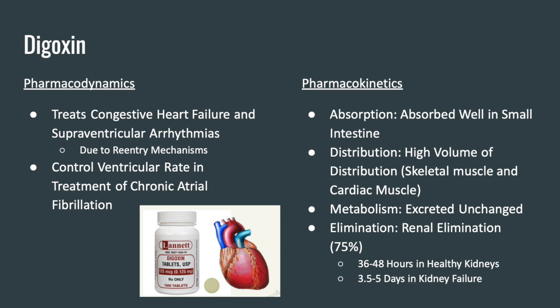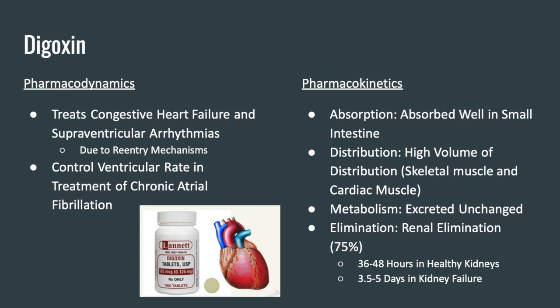In reference to the case study, the 70-year-old man is taking digoxin for atrial fibrillation. Digoxin inhibits the ATPase on the cardiac myocyte to decrease the calcium release from the myocyte. This will allow for higher intracellular calcium ion concentration in cardiac myocytes, which will cause a stronger contraction. Thus, digoxin is commonly used to treat congestive heart failure and supraventricular arrhythmias. However, it can also be used to control the ventricular rate in the treatment of chronic atrial fibrillation.